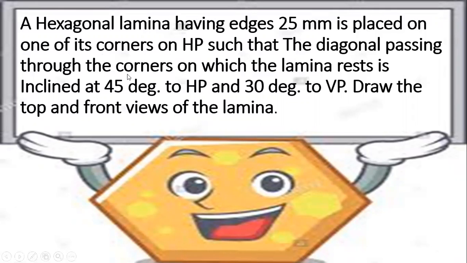The diagonal passing through the corner on which the lamina rests is inclined at 45° to HP and 30° to VP. So the first position is in HP, the second will be inclination with respect to HP, that is 45°, and the third position will be inclination with respect to VP, that is 30°. Whenever the words diagonal, perpendicular, bisector and median come into the picture, it is a beta angle problem.